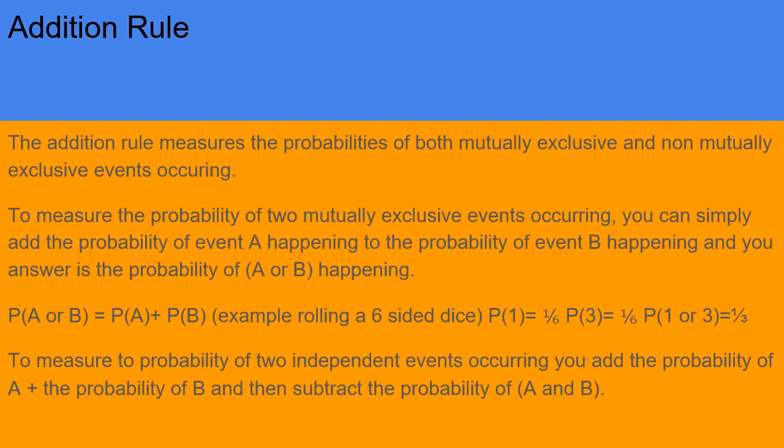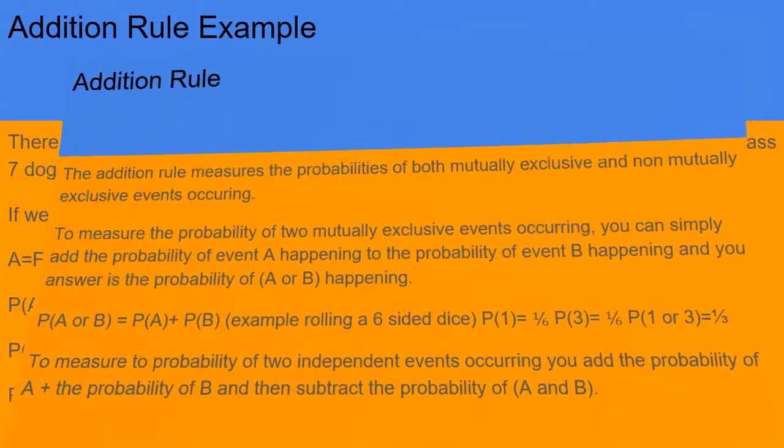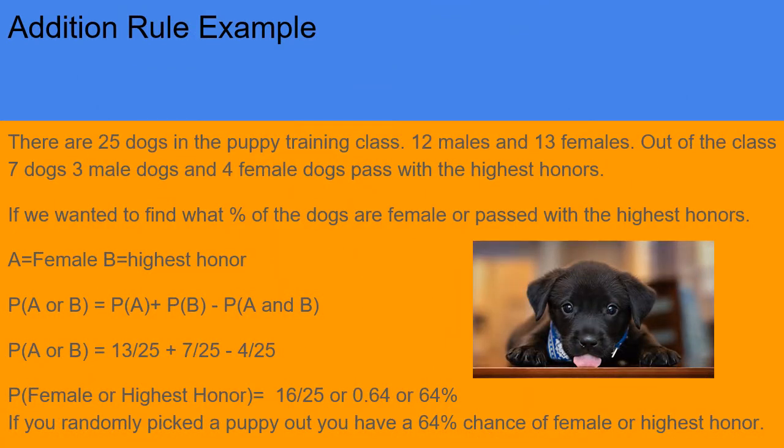So let's move on to the next slide. All right, so here's the addition rule when they are non-exclusive. In this case, there are 25 dogs in the puppy training class, 12 males, 13 females. Out of the class, 7 dogs, 3 males, 4 females, pass with the highest honors. So we want to find what percentage of the dogs are female or pass with the highest honors.